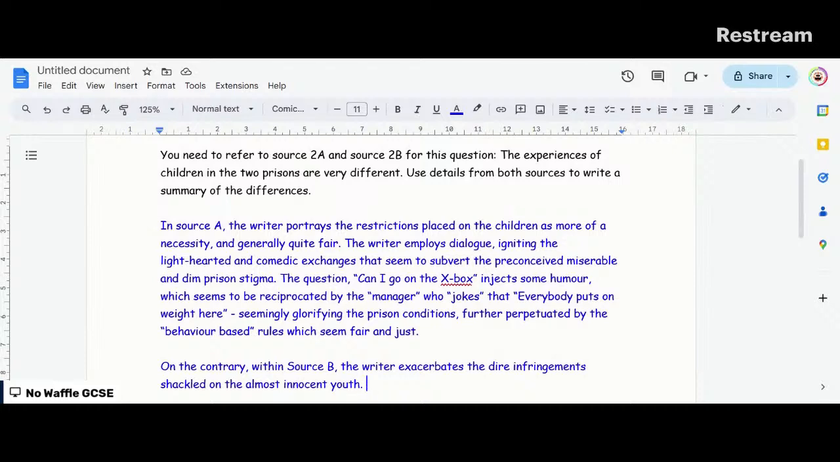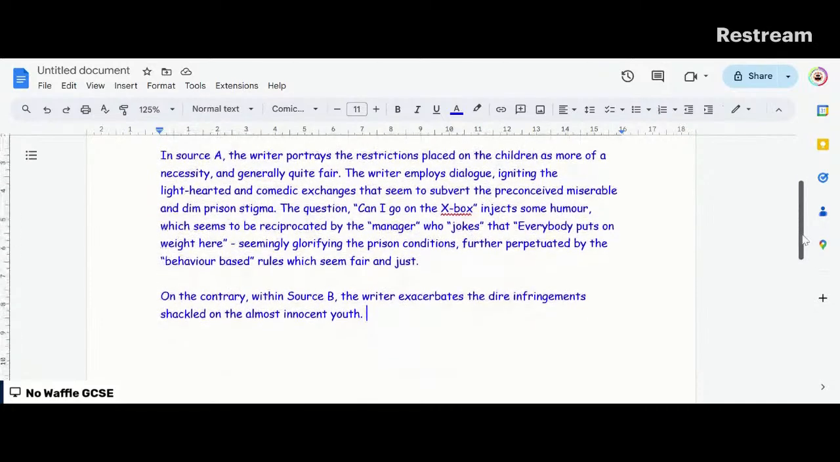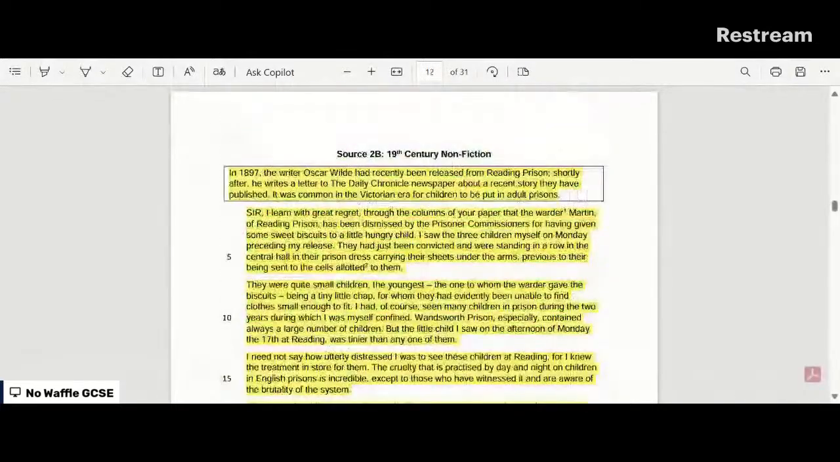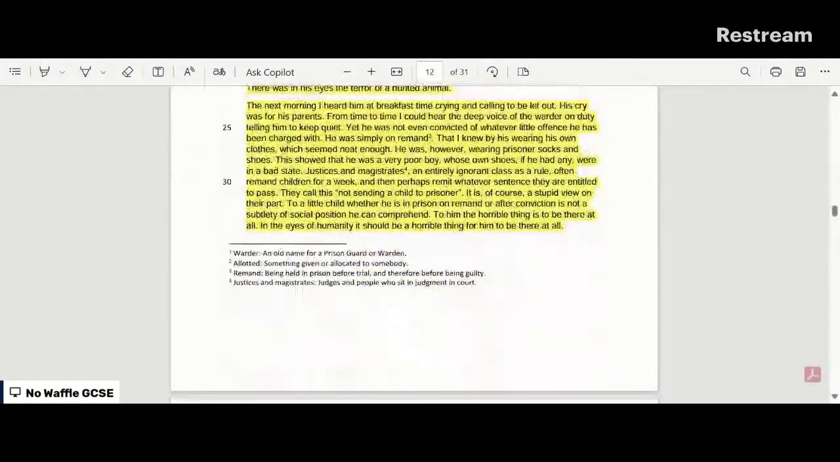So, in the second extract, we see that Oscar Wilde is using his ability for rhetoric, i.e., persuasion and convincing people, by saying statements like, going back to this extract, we can see statements like, at the very end, in the eyes of humanity, it should be a horrible thing for at all. So it's quite declarative, and the choice of the modal verb should suggests this idea of necessity.